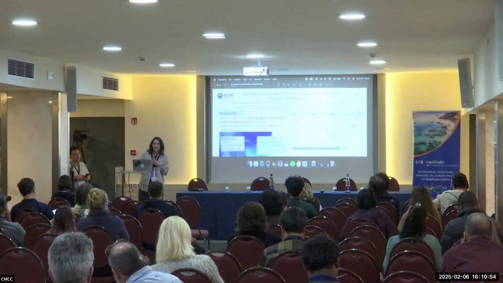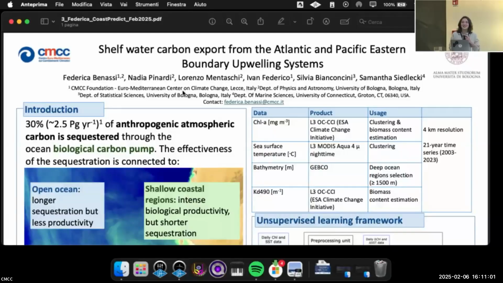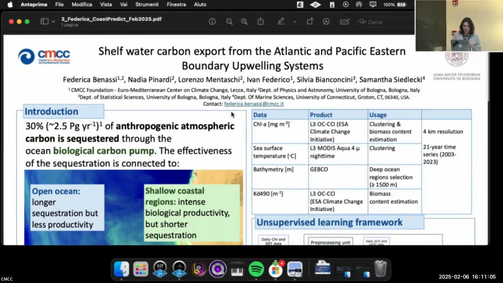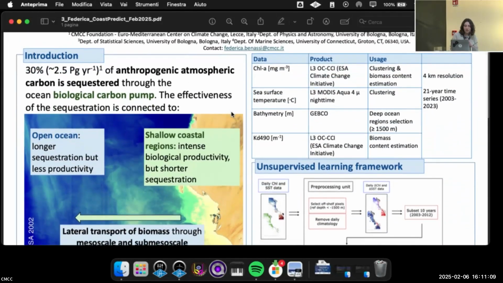So hi everyone, I'm Federica. I'm a PhD student at the University of Bologna and CMCC. You can see many familiar names present in this room that supervise my work. This study is on the capability of the ocean to sequester anthropogenic atmospheric carbon.